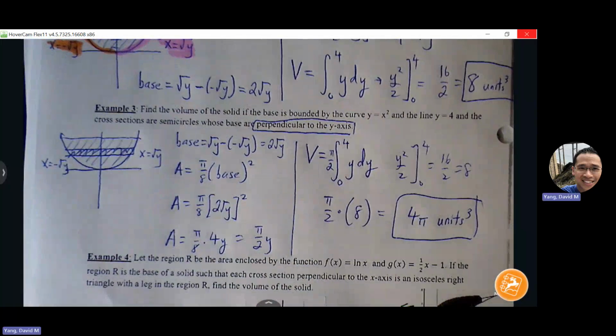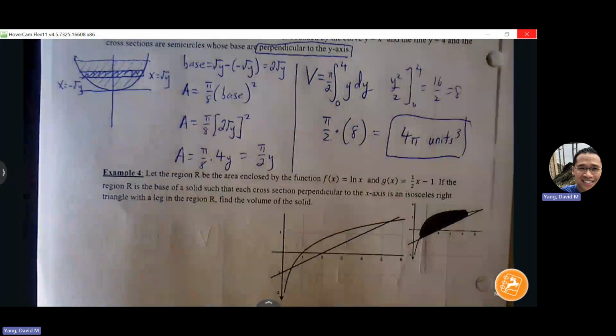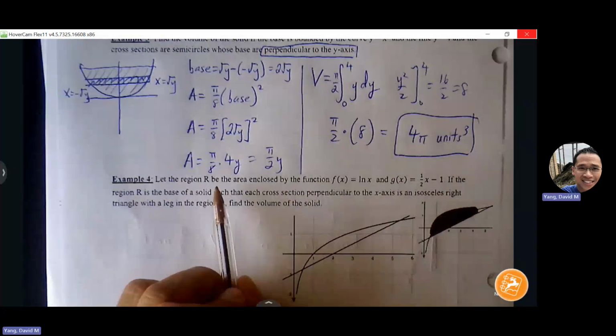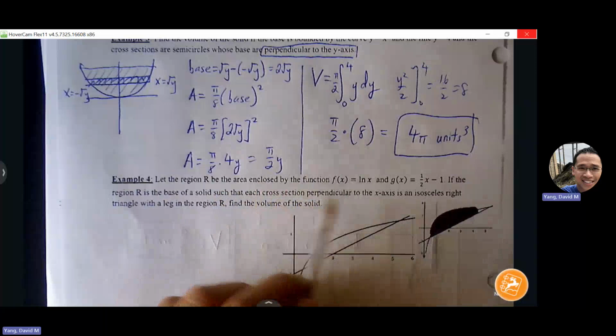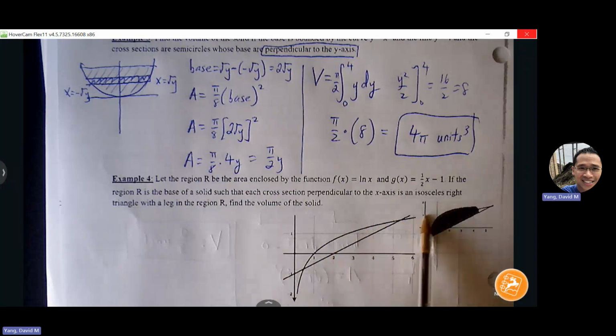Okay, any questions here? All right, let's look at example 4. We're going to need some help from our calculator here. Let region R be the area enclosed by the function natural log of x and 1/2 x minus 1. So we have the natural log of x, that's the curve. You have the 1/2 x minus 1, that's the linear.